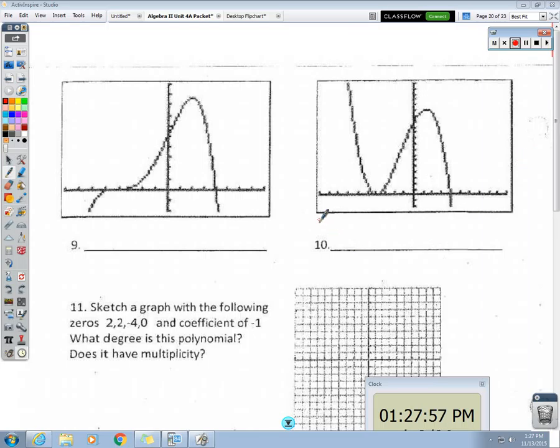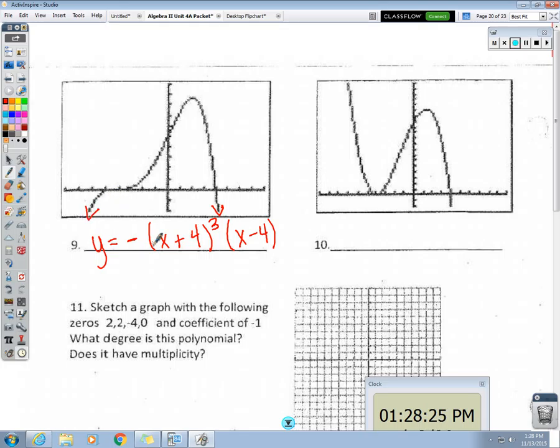Okay, number 9. When you were working number 9 yesterday, you should have got y equals negative (x plus 4) cubed, times (x minus 4). Okay, now let's talk about y. The reason I put a negative is because it goes down. It not only goes down on the right, it goes down on the left.